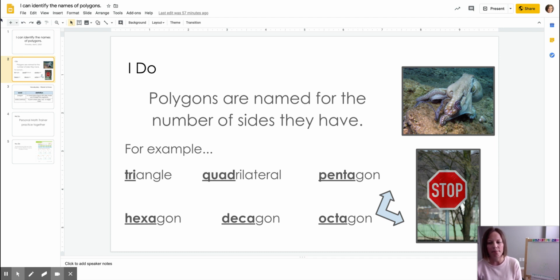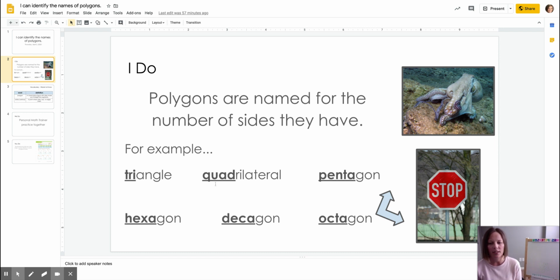For example, when we look at the names of polygons, we can look at a very important part of the word at the beginning of the word called a prefix. You might have heard that word in reading before, but we're going to mix reading and math together today. The prefix tri, T-R-I, means three. So a triangle is a polygon that has three sides.